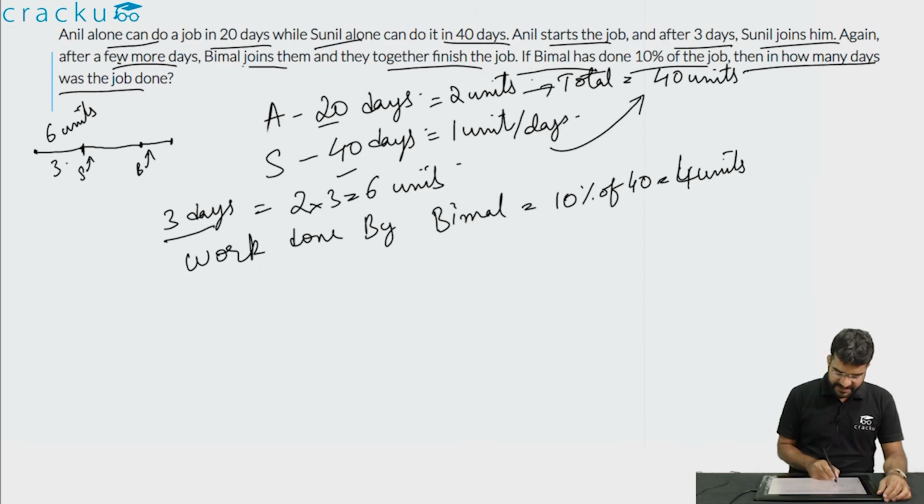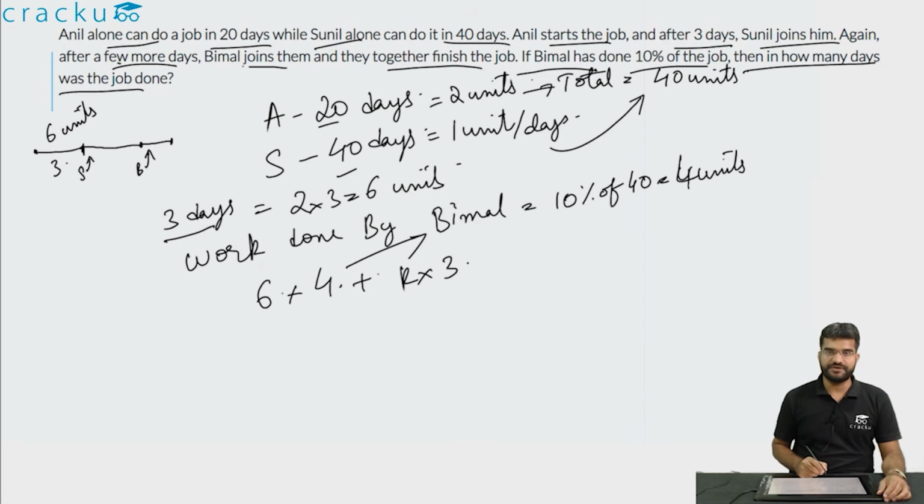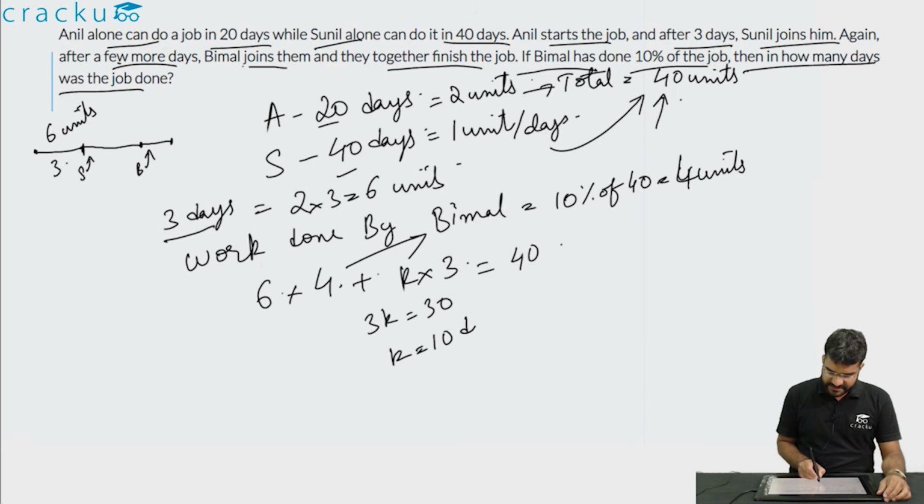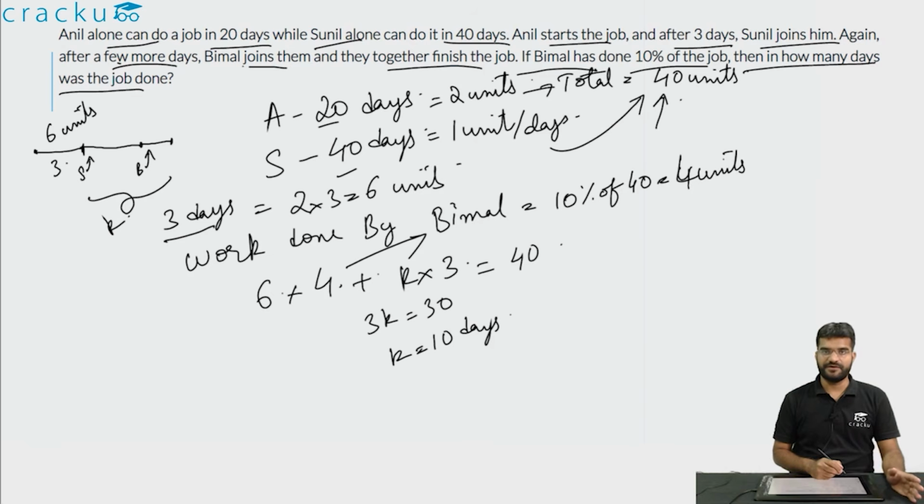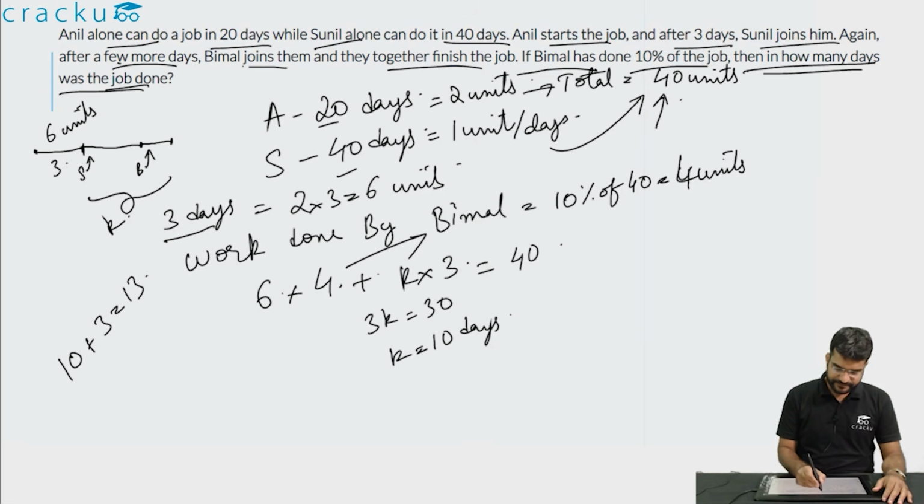So the total work that is done is 6 units for the first 3 days when Anil alone was working, plus 4 units, this is the work done by Bimal, plus Anil and Sunil have worked for k days, and every day they did 3 units of work. This would equal the total work that is done, which is 40 units. You can simplify and you can find that 3k is equal to 30 or k is equal to 10 days. So k is the work that is done after the first 3 days that Anil has worked alone. So the total number of days that it takes to finish the job is 10 plus 3, which is equal to 13 days.